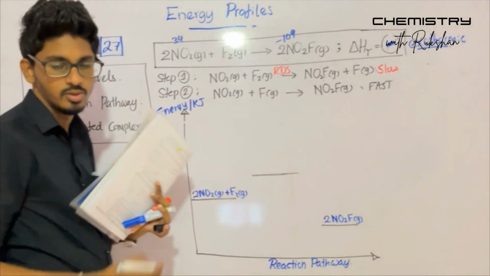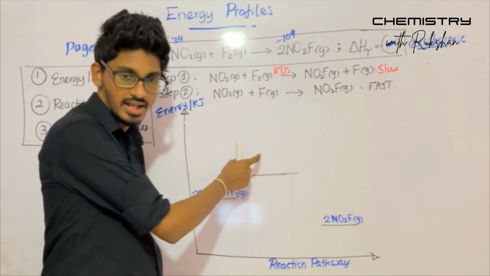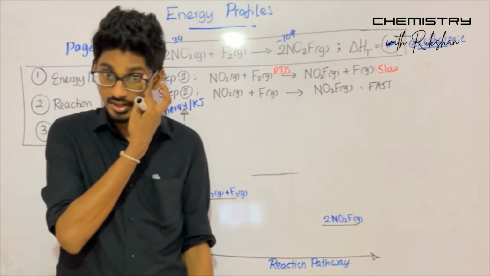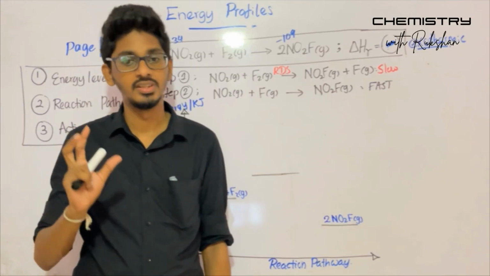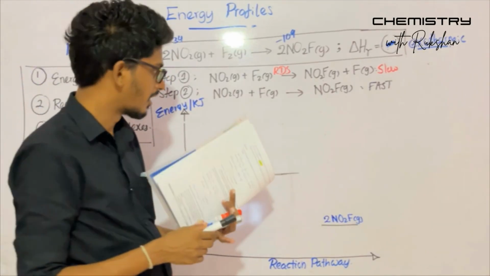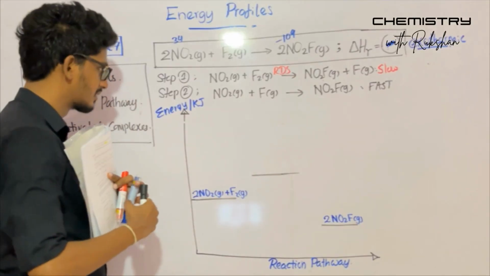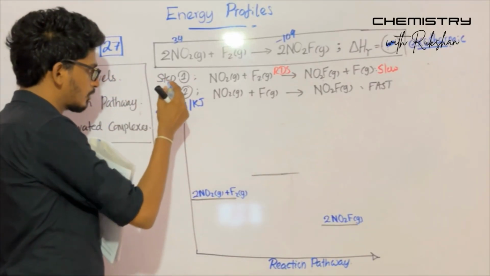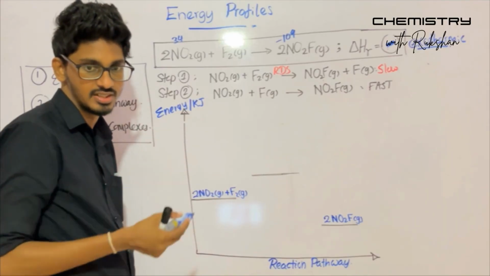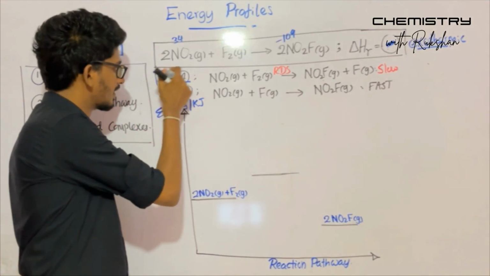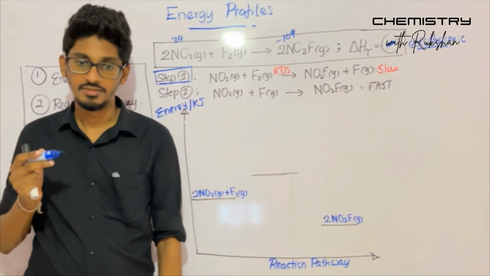Now we are supposed to come up with the chemicals at the intermediate energy level. Let's write the chemicals at the intermediate energy level. That is not hard. It is very easy to write the intermediate chemicals at the intermediate level. What you need to do is just consider the first step of the mechanism. To come up with the first intermediate state, you just consider the first step of the mechanism, right?